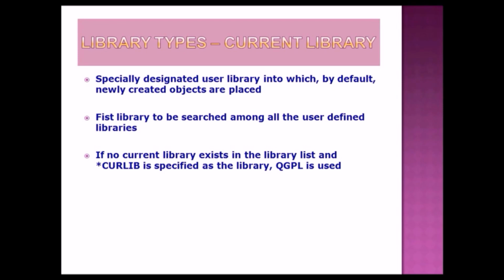Now let's see the next library type, that is the current library. It is a specially designated library into which, by default, newly created objects are placed. Now what is the significance of this? Whenever an object is requested, it is the first user library that is searched before any other user library available under the given library list. This library type is useful for programmers in the sense that they can have their personal library used as the current library on the top of the list regardless of what the user portion is.